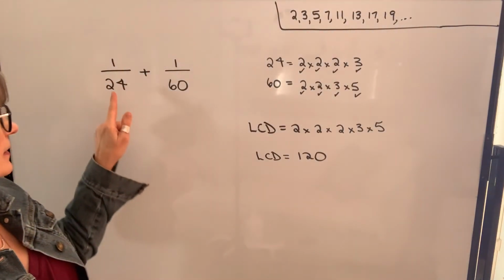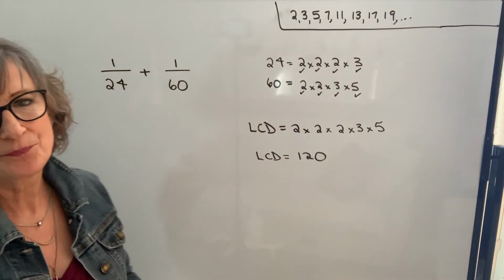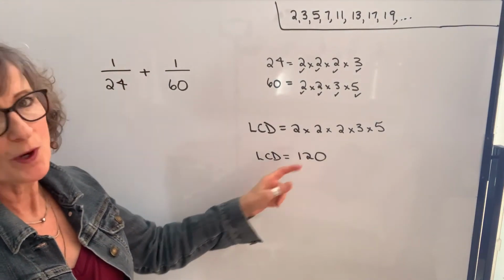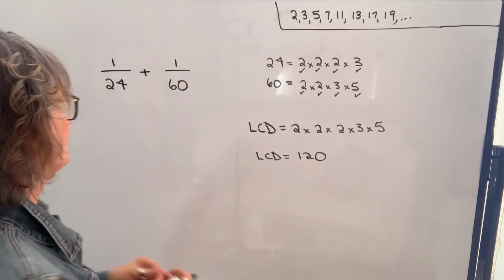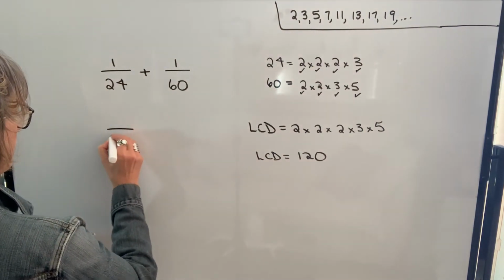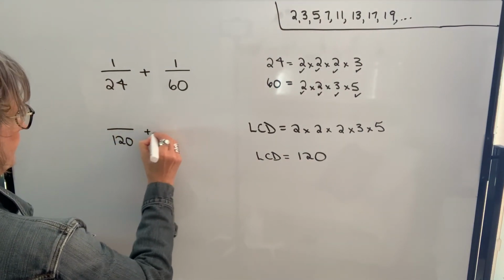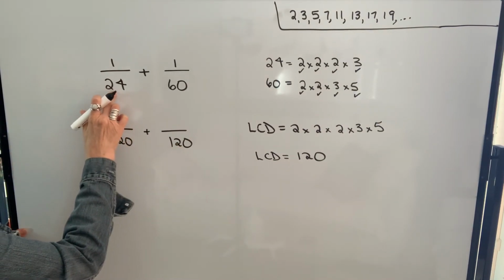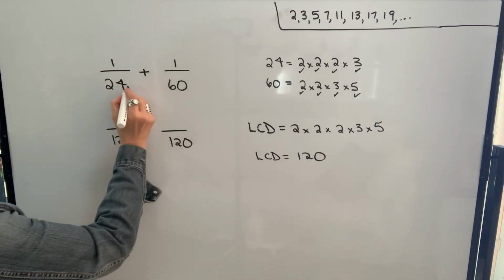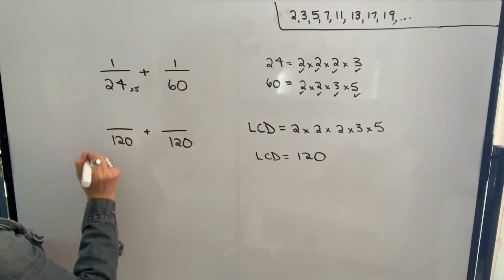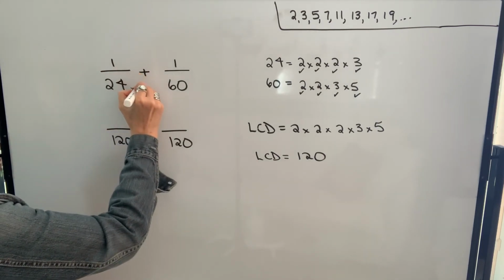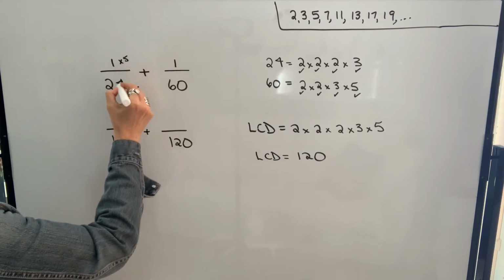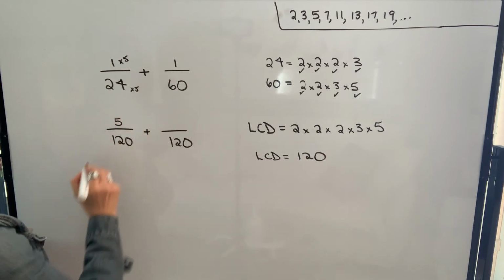So if you were asked to add these two fractions, you need to change them both to equivalent fractions with 120 as the denominator. What does 24 need to be multiplied to equal 120? It needs to be multiplied by 5. If you multiply the denominator by 5, you must multiply the numerator by 5. So 1 over 24 is equivalent to 5 over 120.